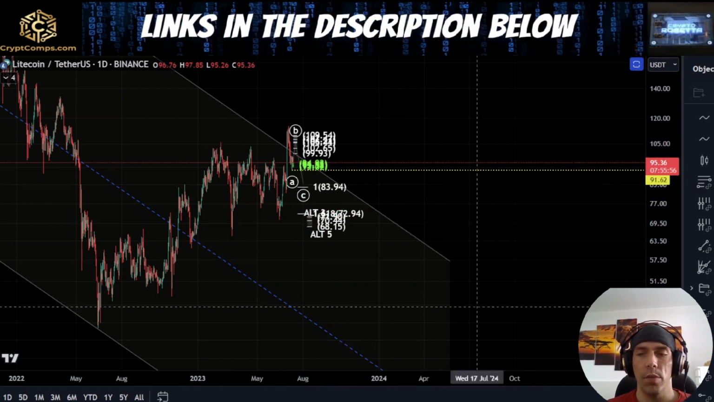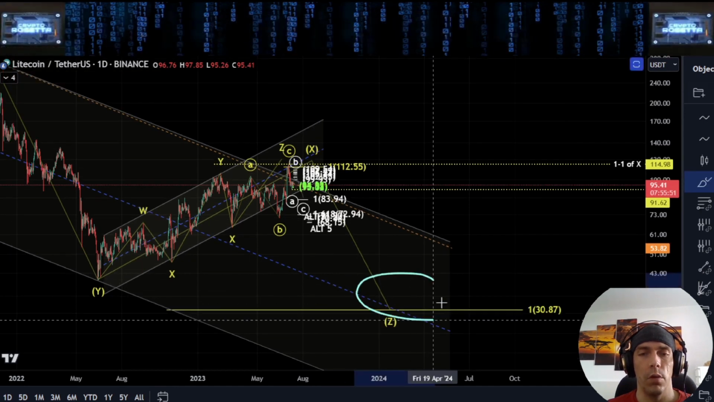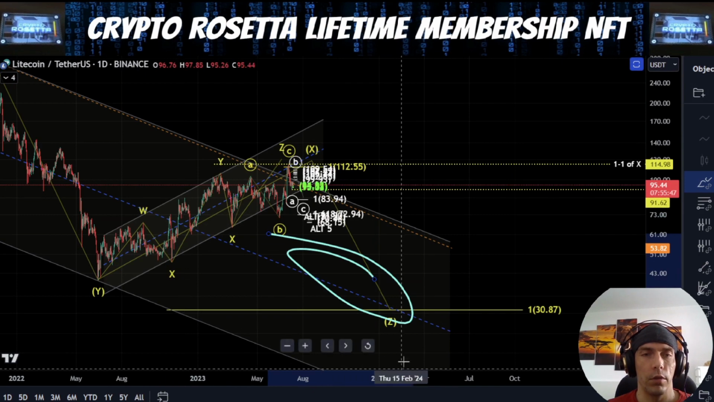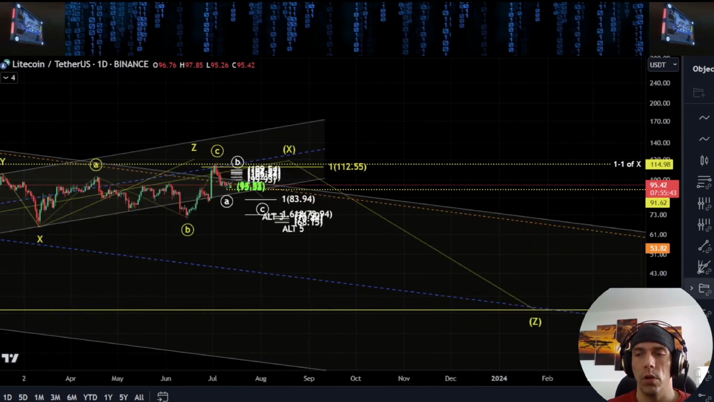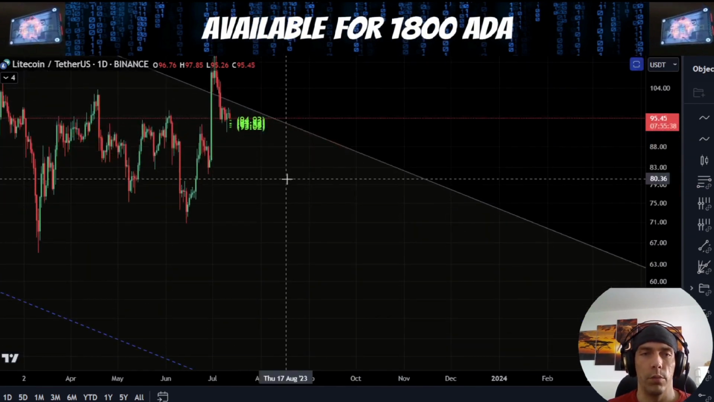So that ABC pattern would align with the idea of this W, X, Y, X, and Z, where we're looking to come back down for the Z wave. So we'll be keeping an eye on this central channel line here as a possible target area for this if we do continue to look to break to the downside. So we're going to just be on the lookout for that possibility here.